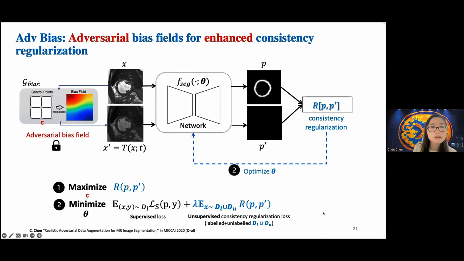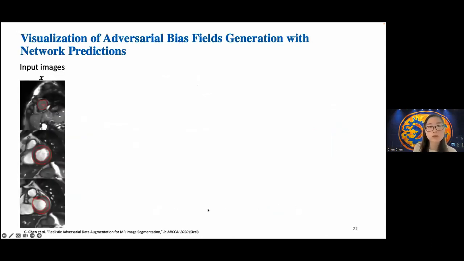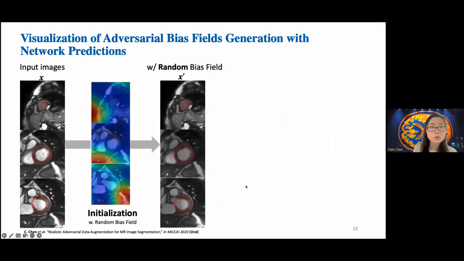Okay. So now let's look at some examples about the adversarial bias field generation. Here are the input images and the ground truth. We can basically first randomly sample some bias field, as I previously mentioned, to get a bias field that looks like this, where you can see some regions are highlighted, which means that the value is more than 1. So part of the region will be brighter than before.